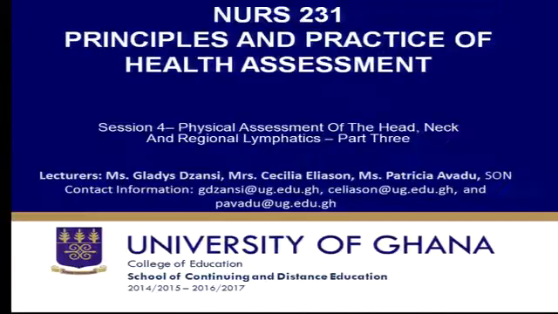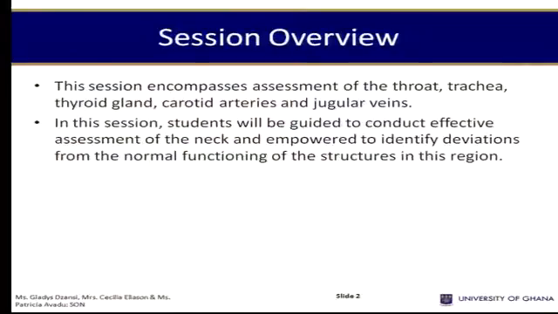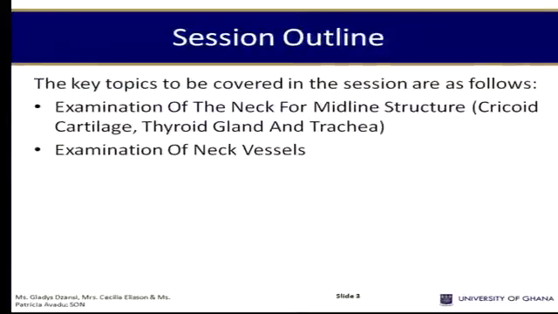This is the third part of our session 4, and we will look at assessment of the head, neck, and the regional lymphatics. And in this session, we will focus on examination of the neck for the midline structures such as the cricoid cartilage, thyroid gland, and trachea. And then we look at examination of the neck vessels.